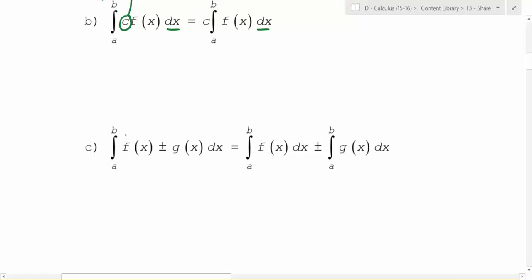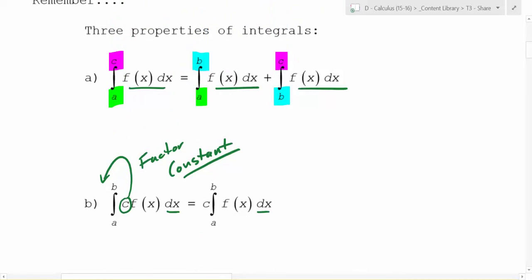And then what does this say? Well, if you're integrating the sum or difference of two things, what can you do instead? You can break them apart. And this can be very helpful just in terms of keeping track of what's going on. The other key thing to remember is you can always go backwards on these.